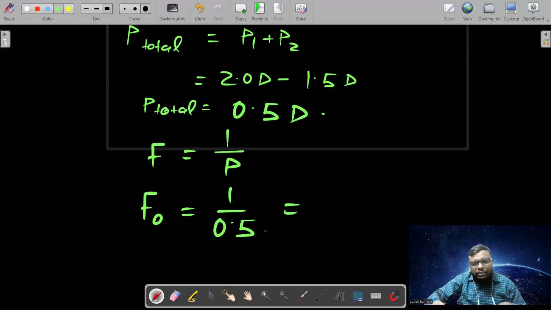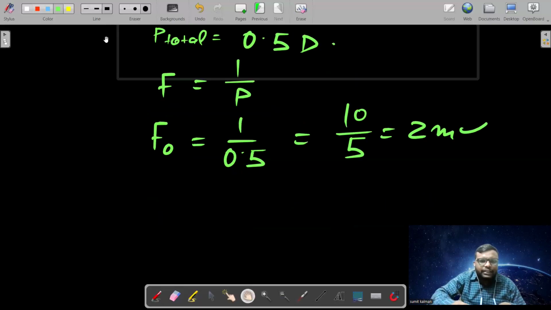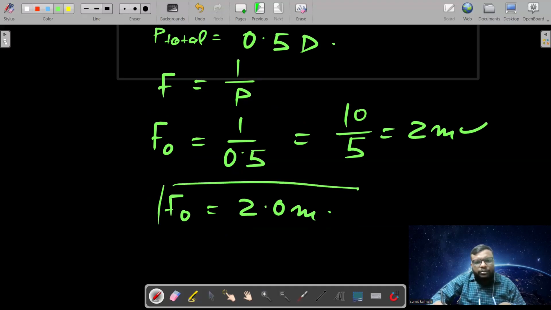And students, I have told many times, if you have number in points, you can just convert it into fraction and your calculation will become simple. So here it will be 10 upon 5 and it will be 2 meter. So we have got our focal length of the objective, and it is 2.0 meter. So this was the solution of this problem.